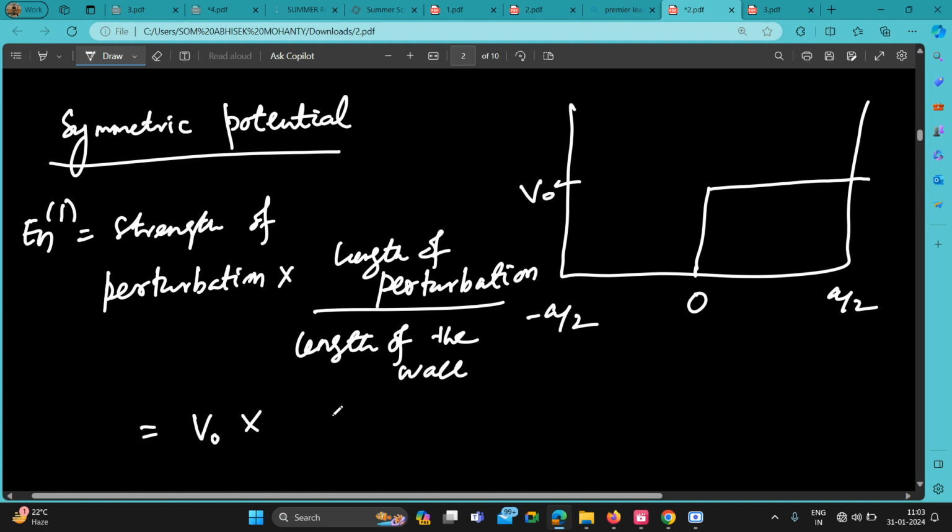A, isn't it? Sorry, this is the perturbation. The perturbation length is A by 2. The length of the whole wall is minus A by 2 to A by 2, that means A. Okay, so V naught by 2 is the answer. Okay, is that alright?